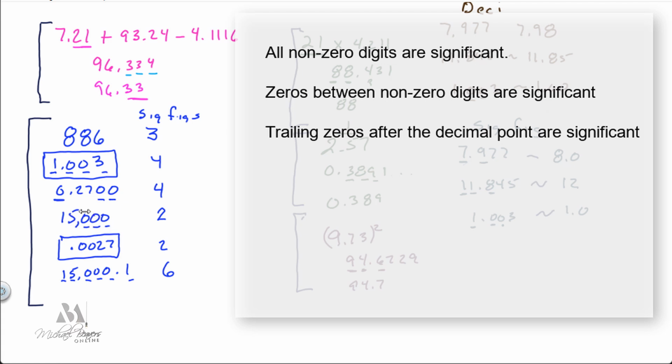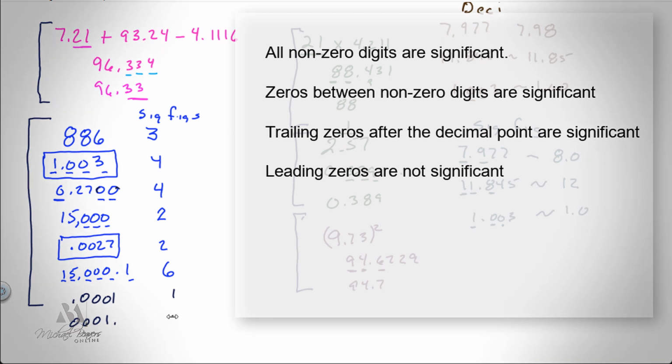So 15,000 could be rounded, so we don't know exactly what these numbers are. But the 0.2700 that we see, we know we measured to that precision, so those are significant. And finally, any leading zeros. So if I put 0.0001, these are all leading zeros. That's going to be one significant figure. The same as if I put 0001 there, that would still be one significant figure.